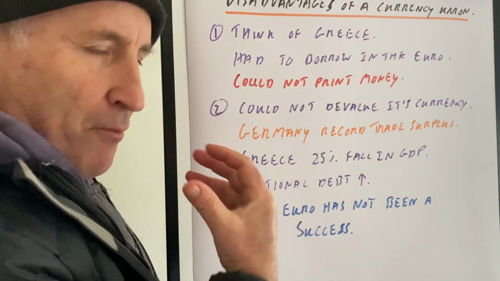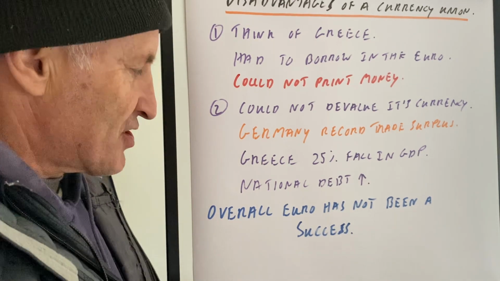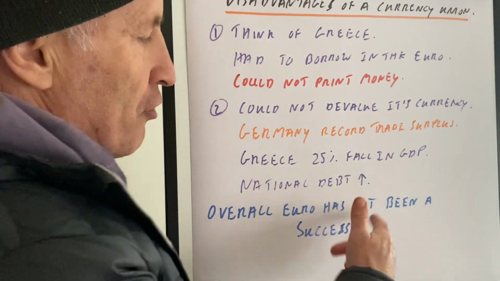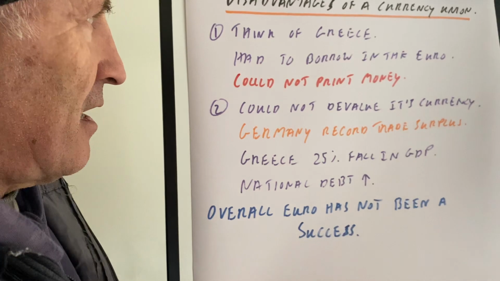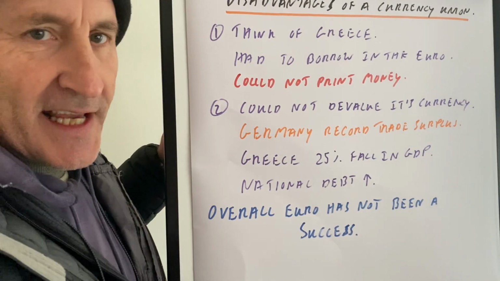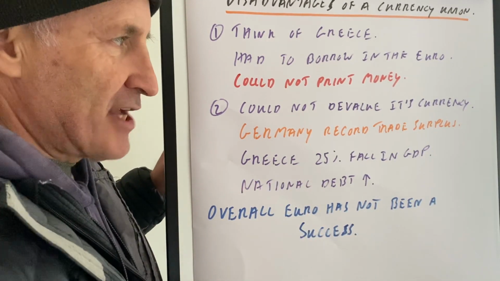Their GDP fell by 25%. Remember COVID? Our GDP then only fell by 20%, 19.6% to be exact. Overall, the euro has not been a success. So therefore, maybe we should not join a currency union. And that is the extent of the exchange rate. Okay, so we've done the balance of payments and the exchange rate, end of.